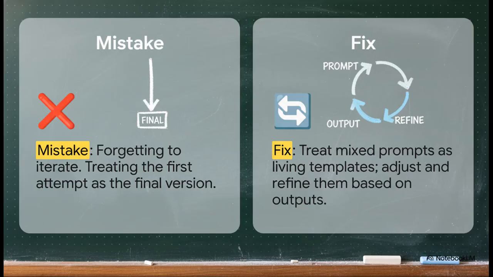And finally, please don't think of your first attempt as your last. It almost never is. The first output the AI gives you, that's not the final product. That's feedback on your prompt. So if it's not quite right, don't just fix the output. Go back and refine the prompt. You've got to treat these mixed technique prompts as living templates that you improve over time.